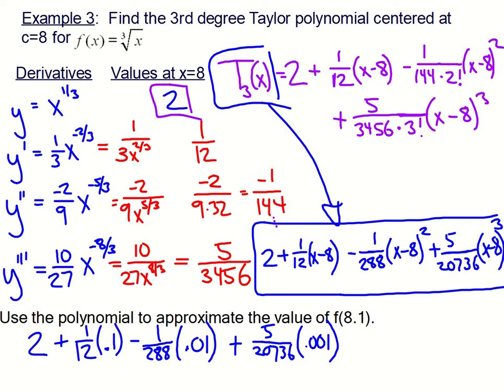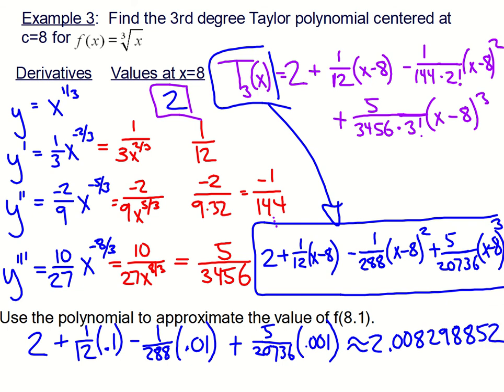2 plus 0.1 times 1/12 minus 1 over 288 times 1/100th plus 5 divided by 20,736 times 0.001. If I typed this into my calculator correctly, I'll give you a few decimal places. We get 2.008298852. That's all the decimal places that my calculator gives me.